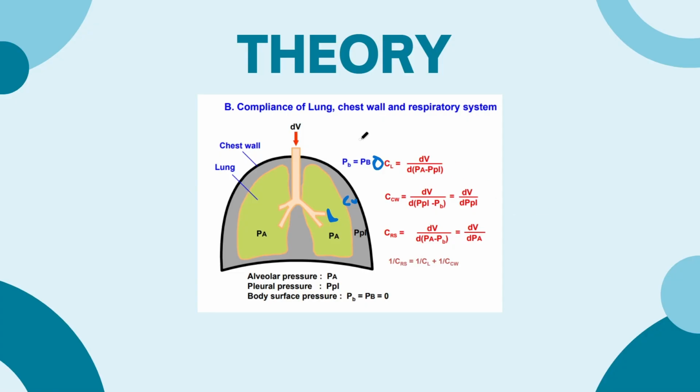Now, despite needing different methods to measure the transmural pressure in each part of the respiratory system, when measuring the compliance, the change in volume throughout all the parts is the same, all throughout.